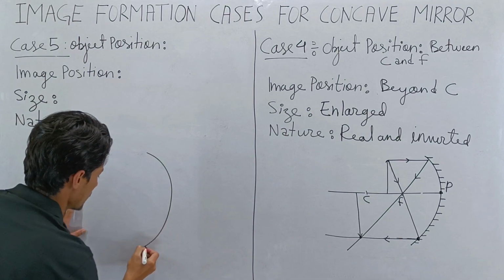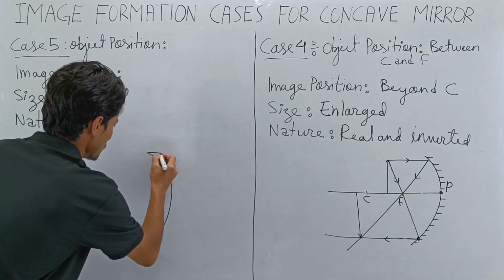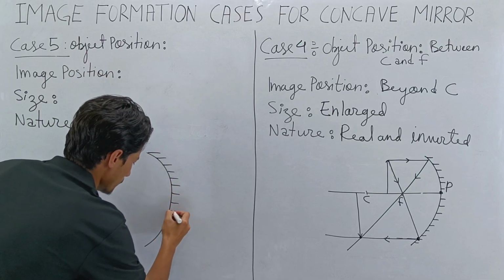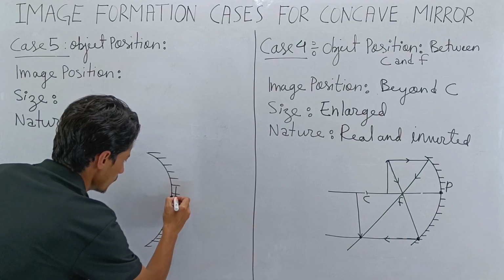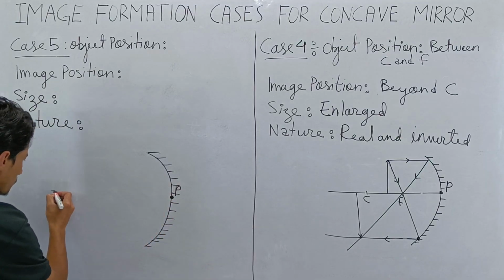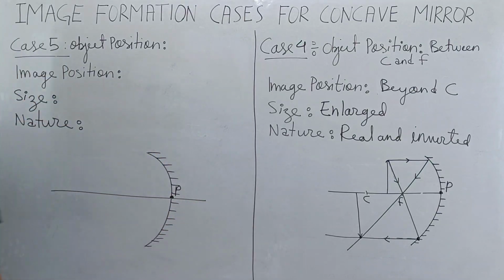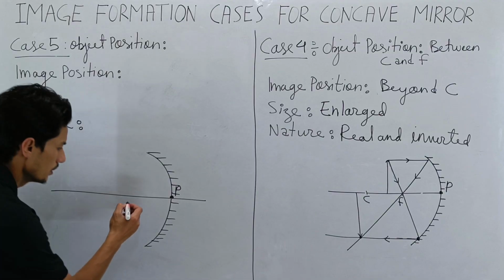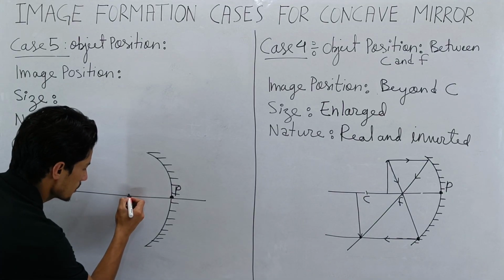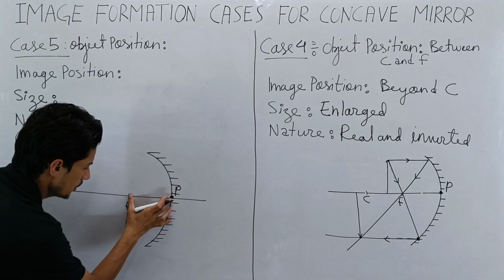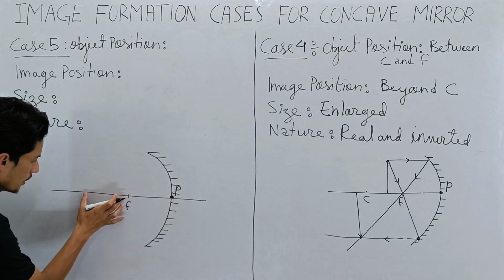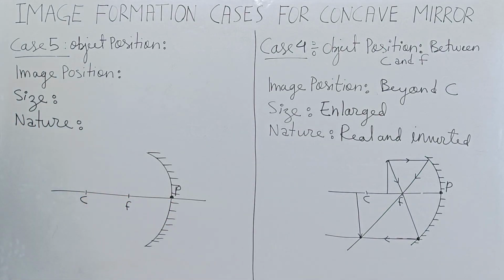So let's draw the mirror. Let's draw the non-reflecting side first. Let's mark the pole and let's draw the principal axis. Now let's mark the focus. If this is the size of the focal length, then I have to go back and I get my C.